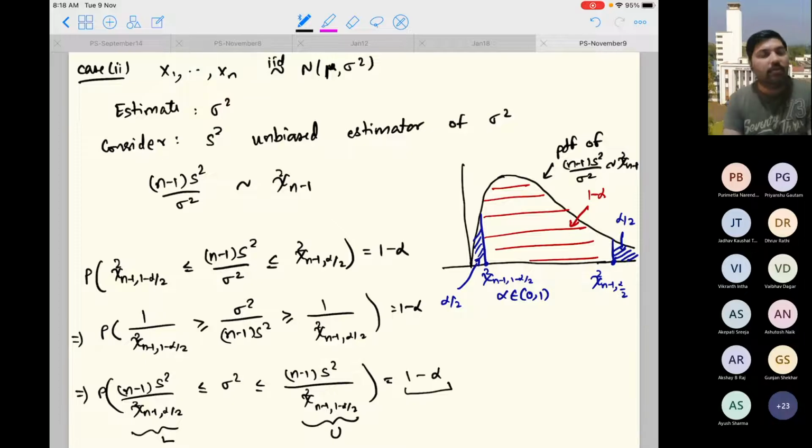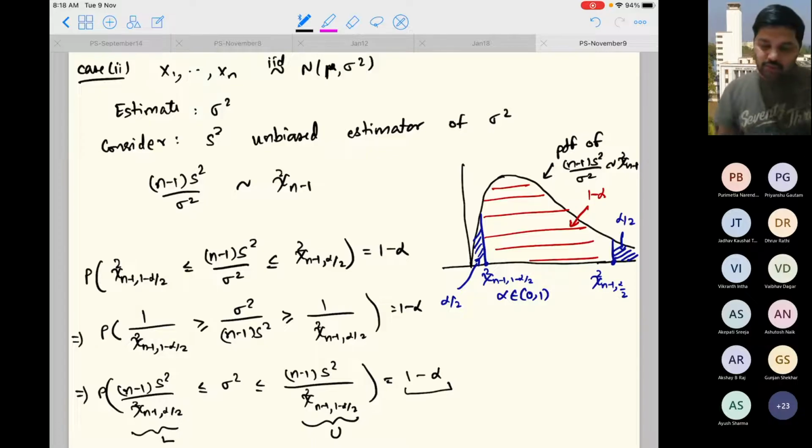So based on the value of alpha that you choose, you can find out these chi-square percent points. You already know s square because you can compute it from data. You know the sample size, so you know what n minus 1 is, right? So this is something that we have.